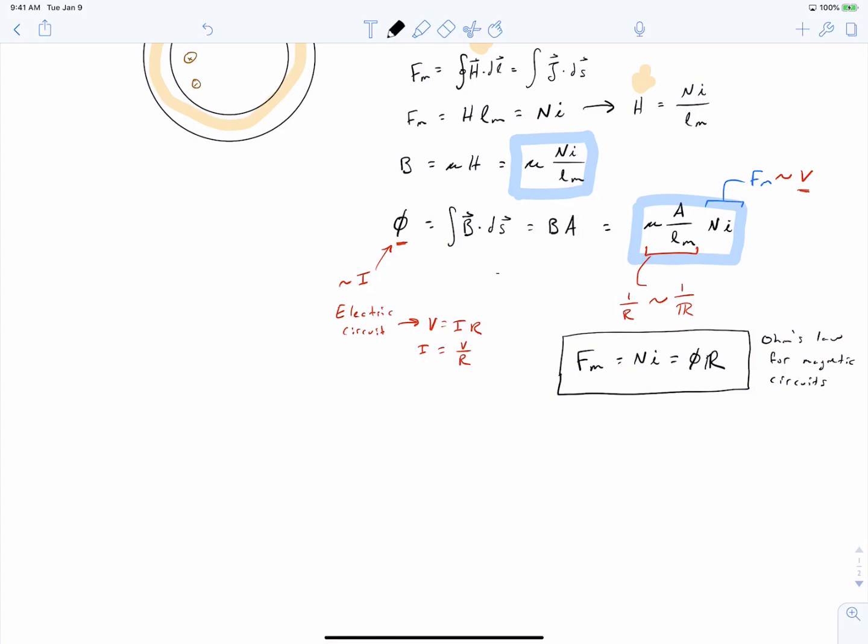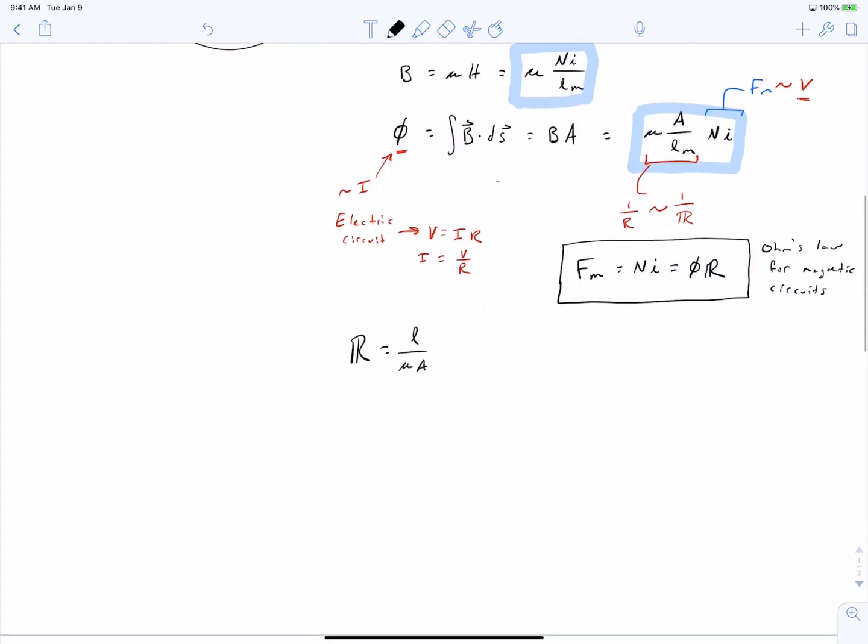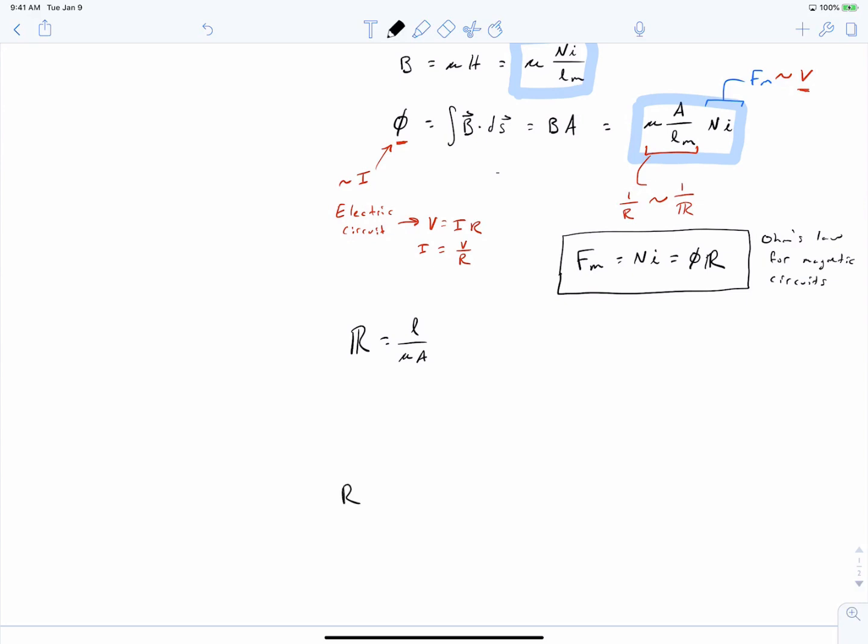And the building block here is our reluctance, which is analogous to our resistance. And so we can say reluctance is equal to the length of the element that we're considering divided by its permeability times its cross-sectional area. And this is again directly analogous to resistance, which is equal to the length of our current path divided by the conductivity of the material times the area.